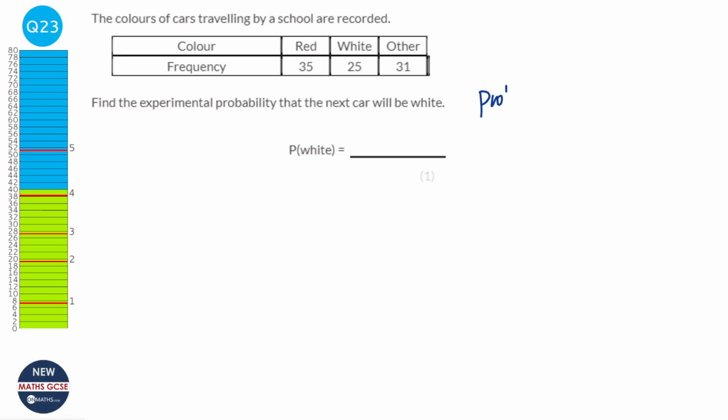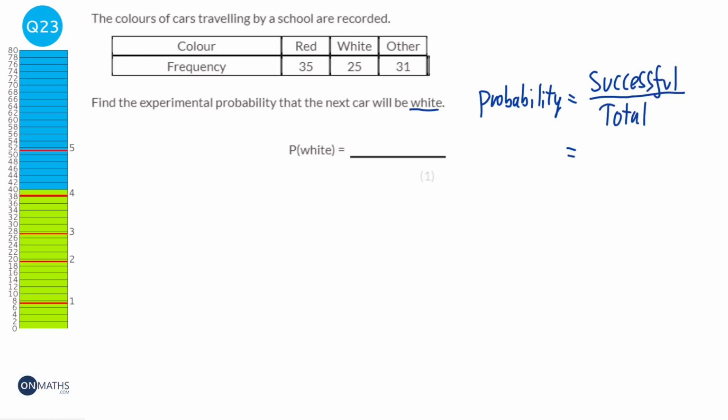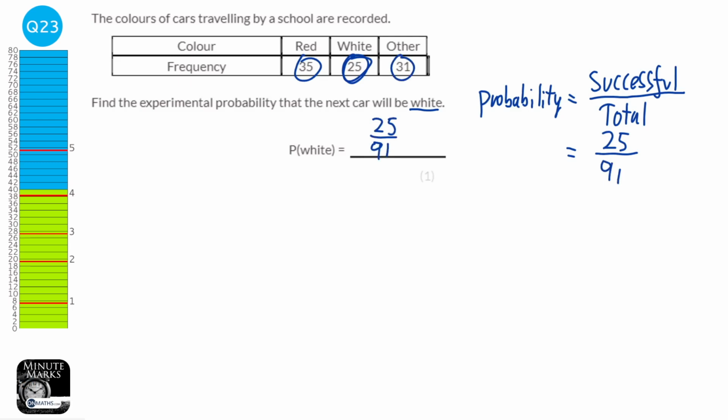The experimental probability is the successful outcomes divided by the total number of outcomes. So we're looking for the probability that it's white, so it's going to be 25 over, and we're just going to do 35 plus 25 plus 31, which is 91. And that's our probability, 25 over 91. Be careful when it's a total, you must include all of the outcomes, so red, white, and other.